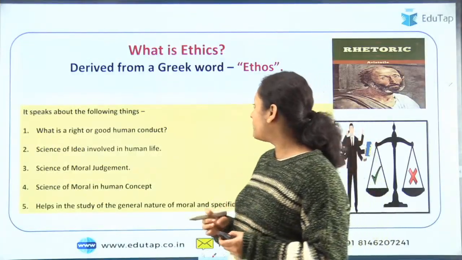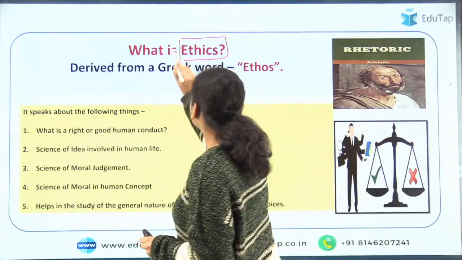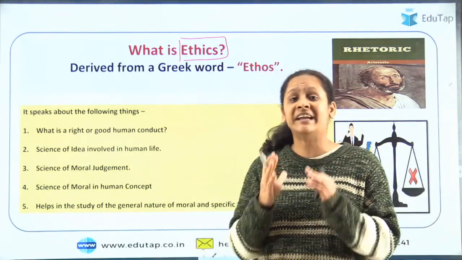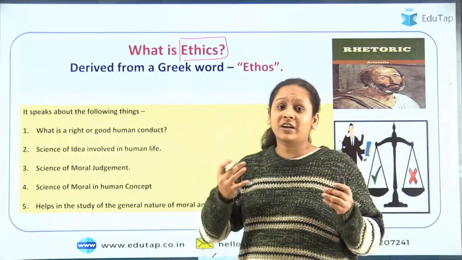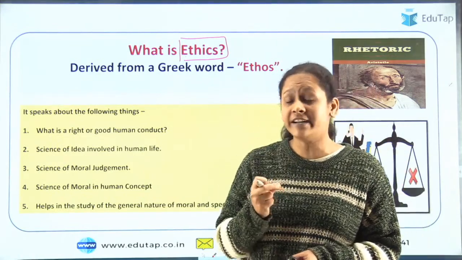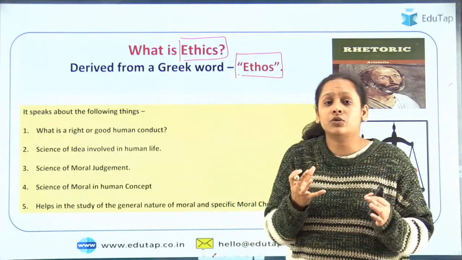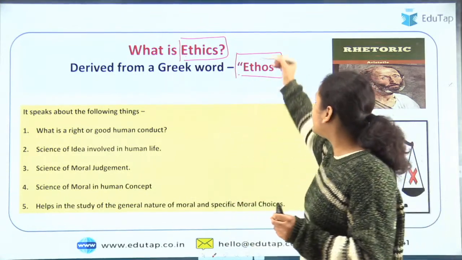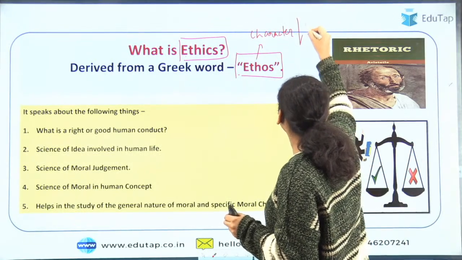So today what we'll be talking about? Today we'll be talking about the concept of ethics. See, firstly, you need to keep in mind that the concept of ethics is quite broad in nature, and you need to understand what this word actually means. Ethics was derived from a Greek word which is known as ethos. And what does this Greek word ethos mean? It simply means customs or character. Keep in mind, it means character or customs.